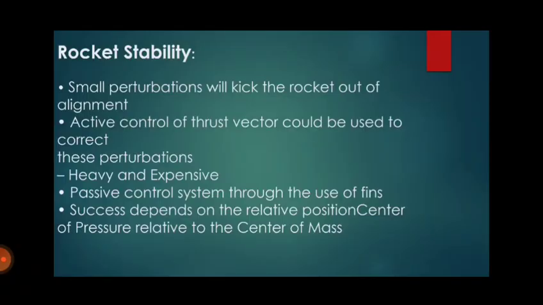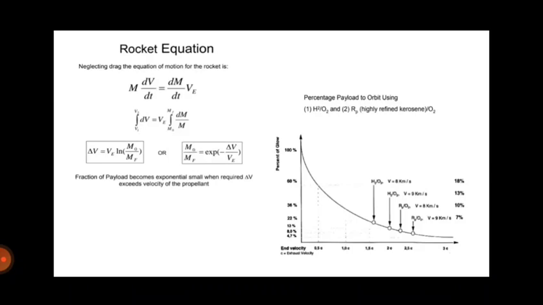Rocket stability. A small perturbation will kick the rocket out of alignment. Active control of the thrust vector could be used to correct these perturbations. This is a heavy and expensive control system. Passive control is through the use of fins. Success depends on the position of the center of pressure relative to the center of the mass.